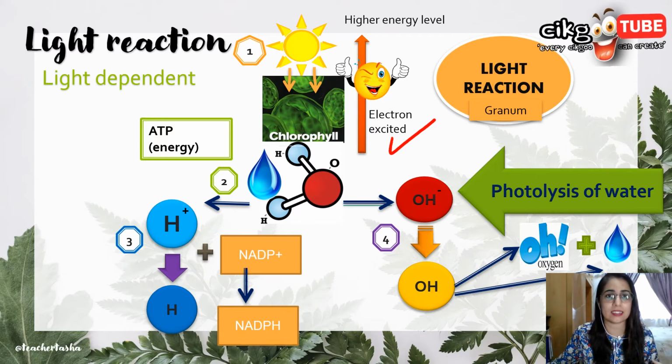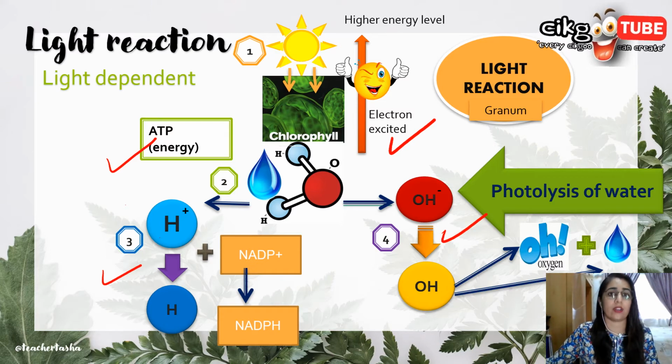Now, these excited electrons from the chlorophyll go through a series of electron carriers, and the energy from the electrons is used to generate energy in the form of ATP. This light energy is also used to split water molecules into hydrogen ions and hydroxyl ions. This process is known as photolysis of water.